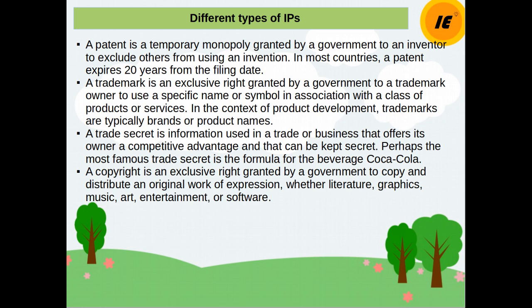And of course, a copyright is an exclusive right granted by a government to copy and distribute an original work of expression, whether literature, graphics, music, art, entertainment, or software. So these are 4 types of IP, and mostly we will be interested in patents.